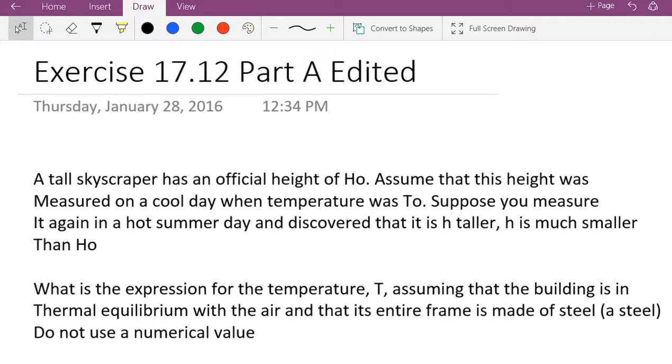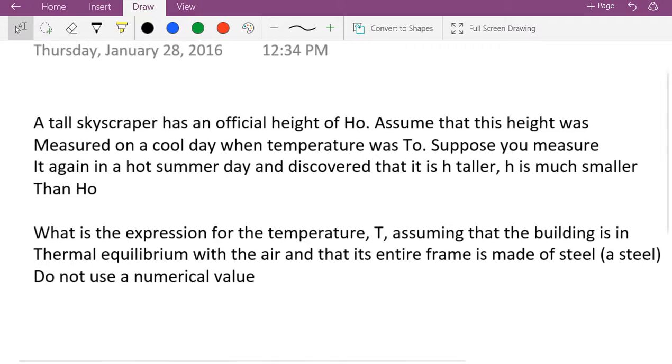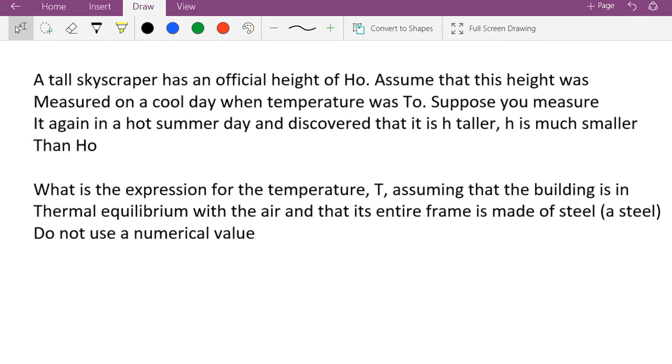Okay, so we're going to do a quick tutorial on exercise 17.12, part A. This is the edited problem that the professor posted. Very briefly, a tall skyscraper has an official height of h naught. Assume that this height was measured on a cool day when the temperature was t naught. Suppose you measure it again on a hot summer day and discover that it is h taller. H is much smaller than h naught.